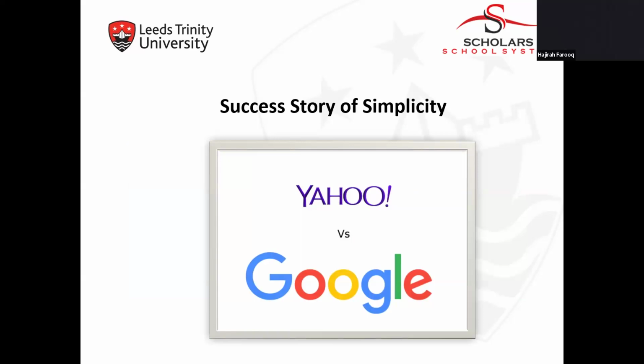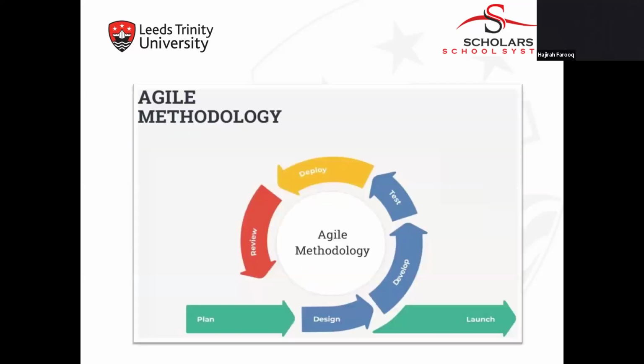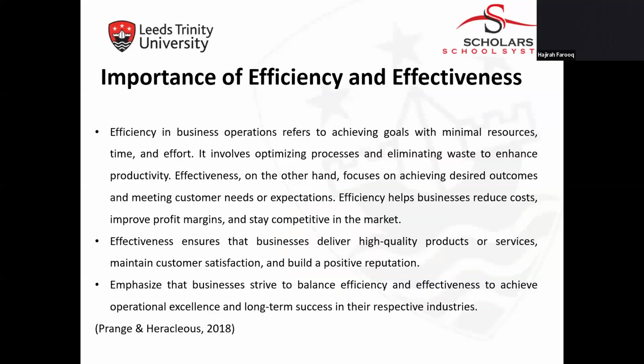Then we also discussed a success story of simplicity, which was a discussion between Yahoo and Google, how Google succeeded over Yahoo because of the agile management techniques that it was following. And we also discussed this diagram about agile methodology. Then we discussed what is efficiency and effectiveness and what is the importance of it.